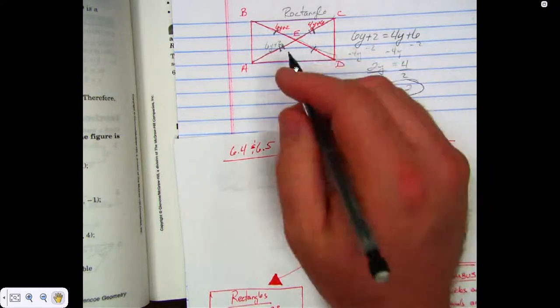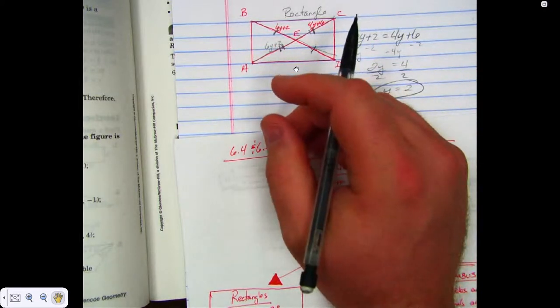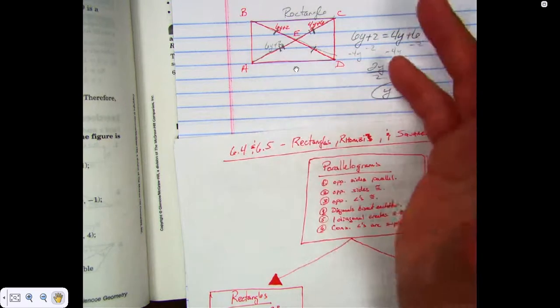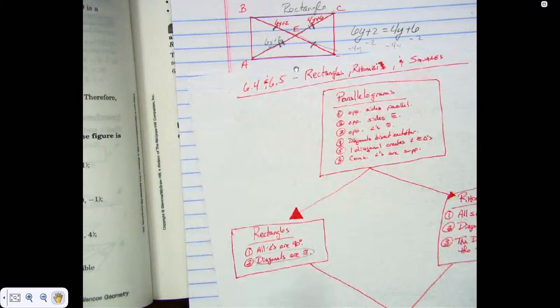if you wanted to write another theorem, you could say in a rectangle what? The diagonals are cut into 4 equal parts. When the diagonals intersect, they cut it into 4 equal parts. Isn't that another fact you could write underneath there?